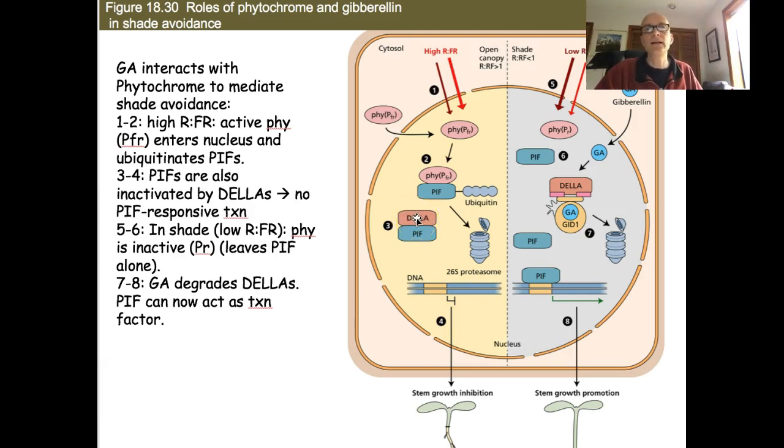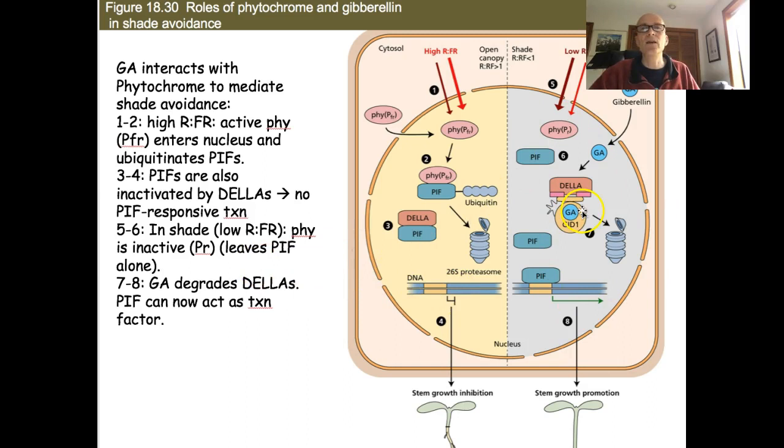And now we know how the DELLA protein is removed, right? Because it's a repressor protein that is itself deactivated through gibberellic acid. And so what I write here on the left is that steps 3 and 4, so that is the PIFs are also inactivated by DELLAs, so we have no PIF response transcription.